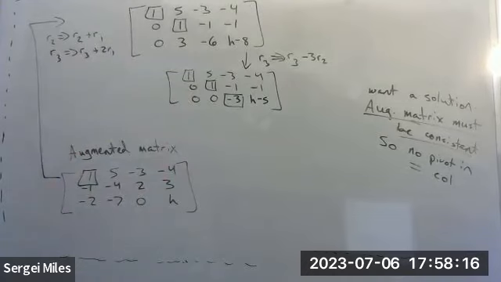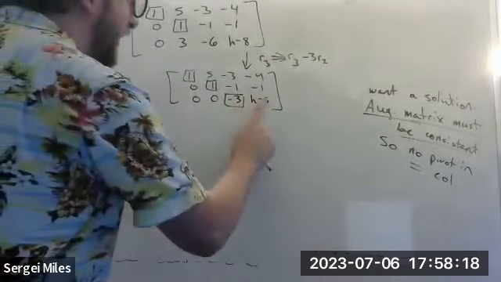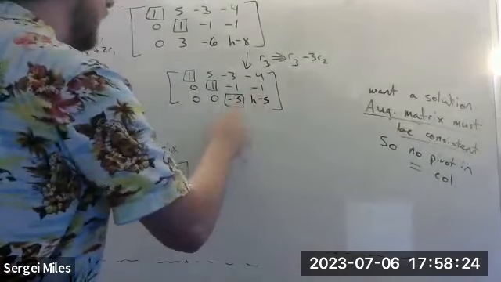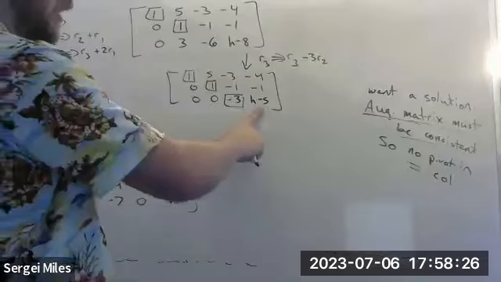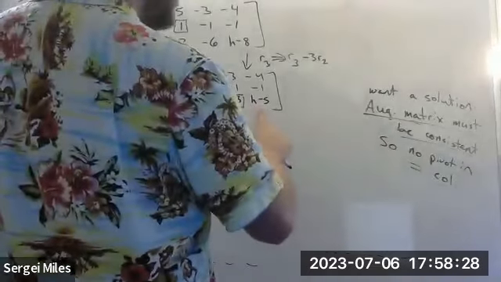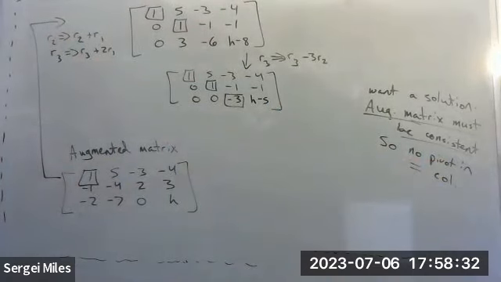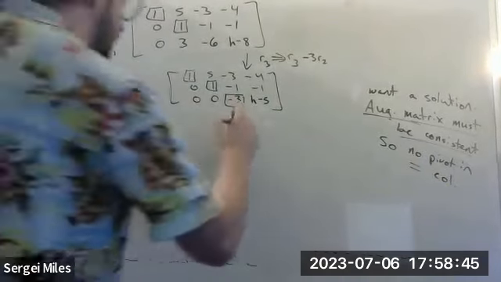Well, what does that tell us? That means no matter what h is, I'm never going to have a pivot here. So no matter what h is, there's never a pivot in the equals column. So when the question says, what must h be in order for y to be a combination? It doesn't matter what h is because any h works. So what can h be?